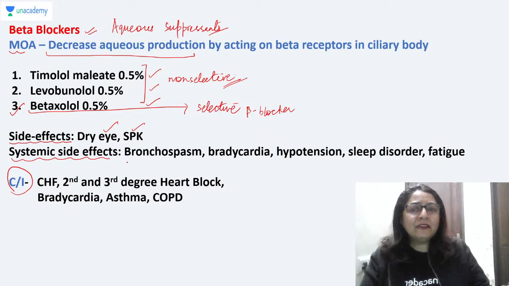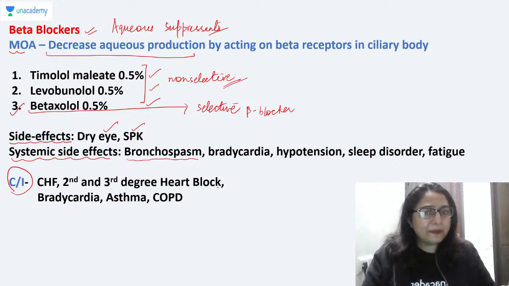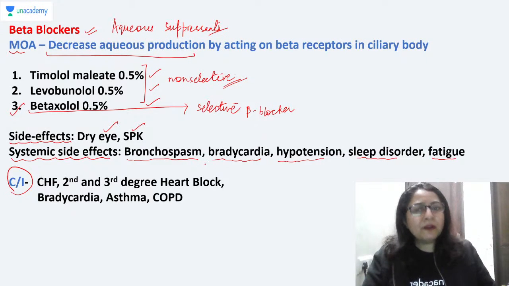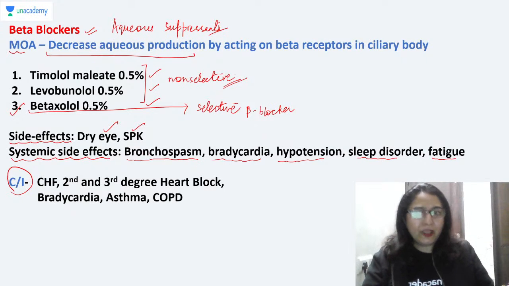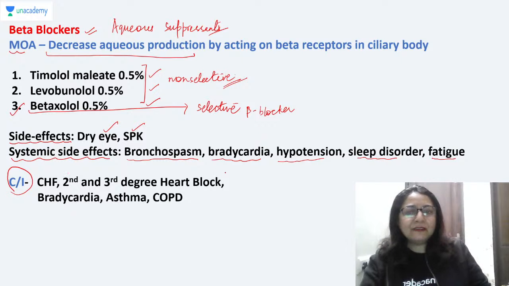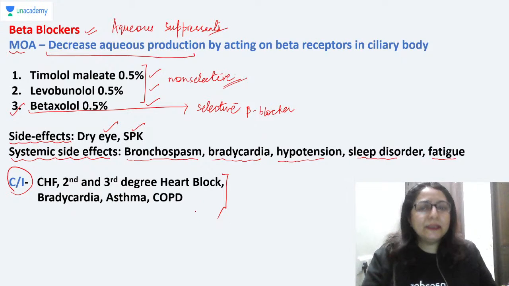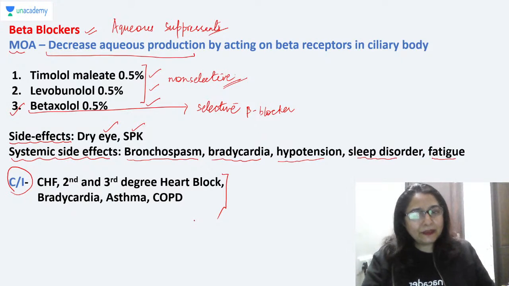Their systemic side effects include bronchospasm, bradycardia, and hypertension. They can cause sleep disorder, lead to fatigue, can cause depression also, and lead to decreased exercise capacity. So these are the multiple systemic side effects of beta blockers when they are used topically in the eye to control the intraocular pressure. Now, because of these systemic side effects, they are to be avoided in these systemic conditions.